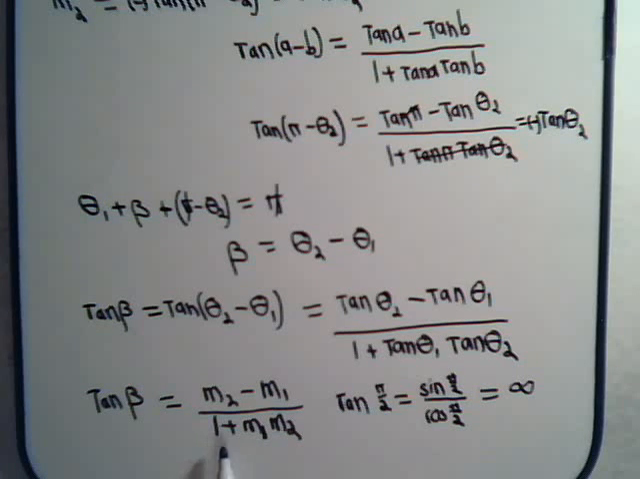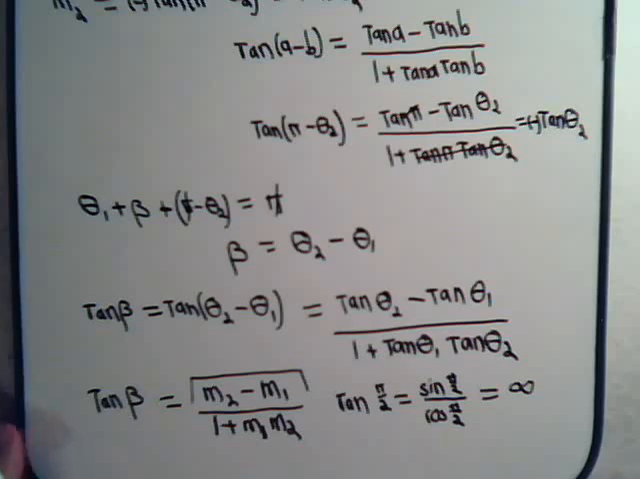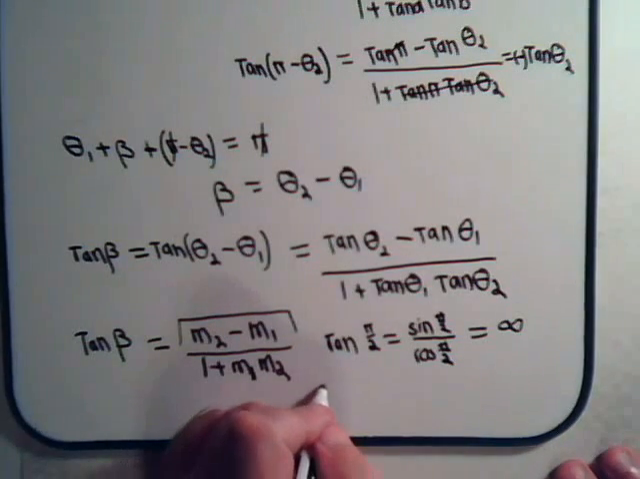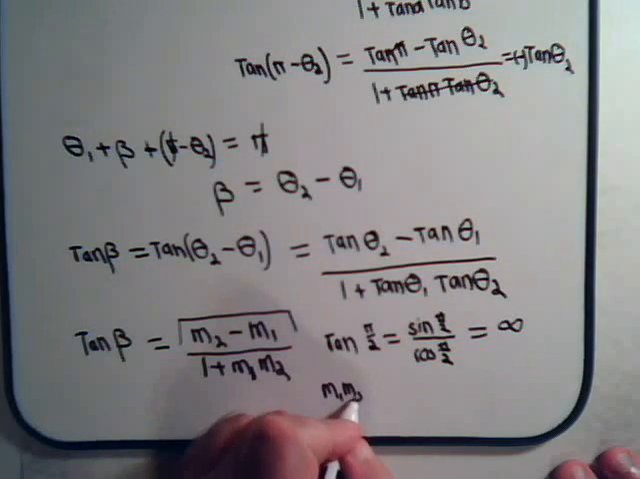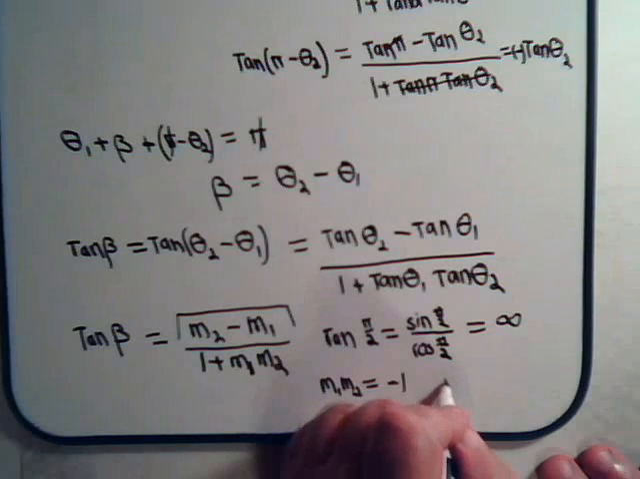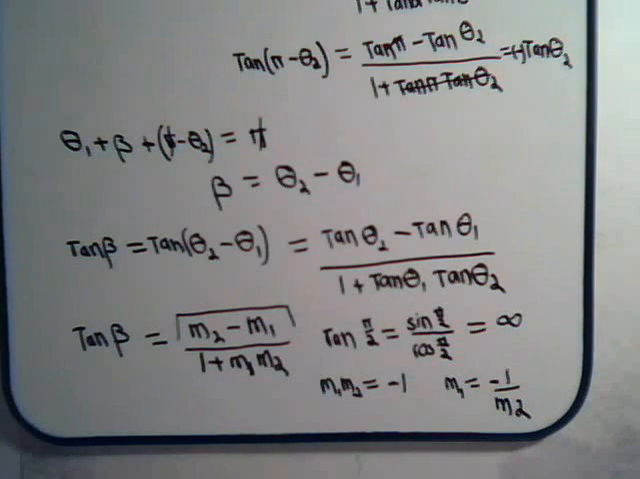But this is also equal to this, and this expression here will be undefined if this denominator is 0. So it means then that when the curves or the line segments are perpendicular to each other, M1 times M2 has to equal -1, so that this becomes 0, and this whole thing becomes undefined, just as the tangent of pi over 2 is undefined. And that means then that M1 equals -1 over M2. So this is why when you have two intersecting curves or two intersecting line segments, if they're perpendicular to each other, then their slopes have to be negative reciprocals of each other.